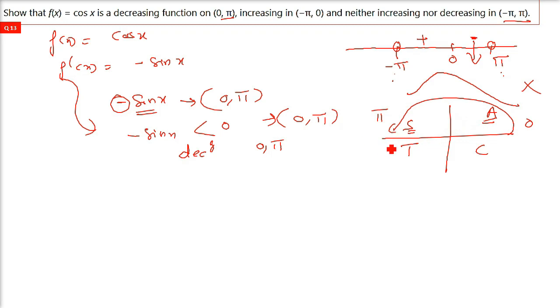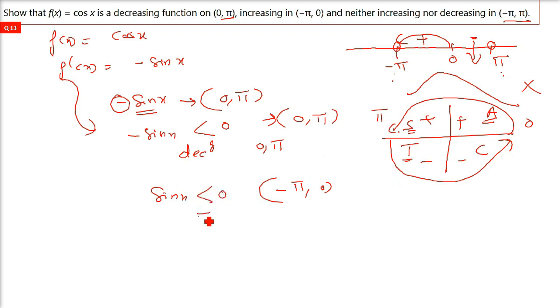How about negative pi to 0? What is negative pi to 0? If you start from this one and come here, see, when you come again and again, you take a round, it will be pi, 2 pi, 3 pi, 4 pi like this. So sometimes when you take this angle, sometimes it will be positive, sometimes it will be negative, because sine ranges from negative 1 to 1. That is why you have negative pi and pi. So sin x is less than 0 in negative pi to 0, as I just told you, and when you multiply both sides by negative, it's going to be greater than 0.